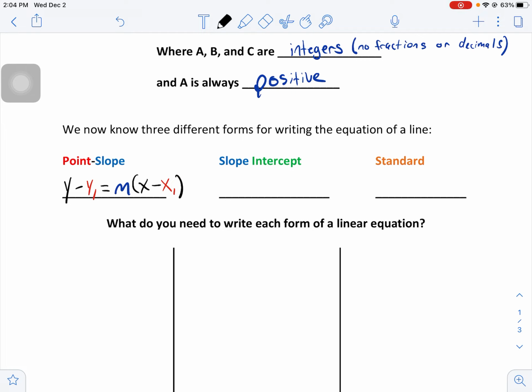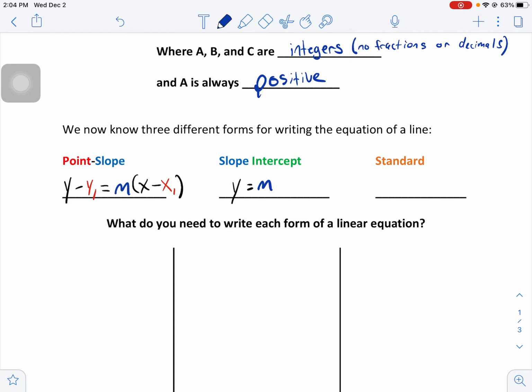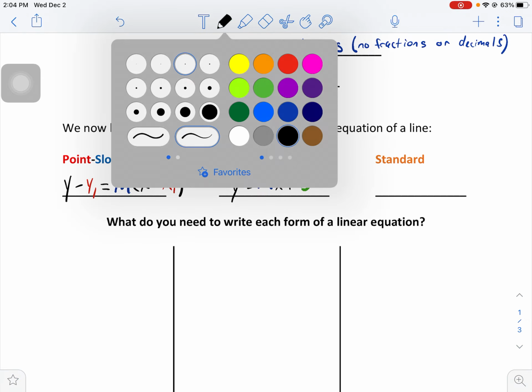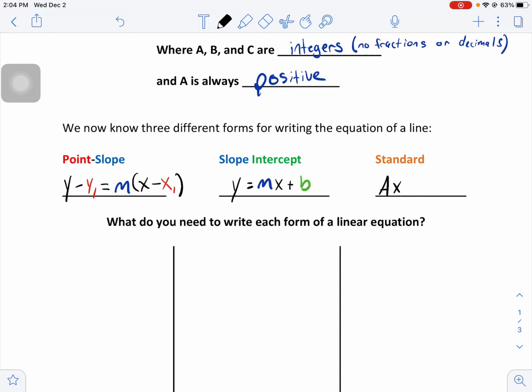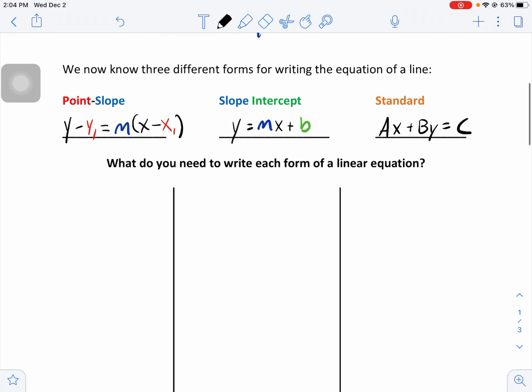Next we have slope-intercept form, which is y is equal to mx plus b. And then lastly, we have this standard form, which is ax plus by is equal to c. So those are our three different forms for writing the equation of a line. So let's talk about what we need in order to write each form of a linear equation.